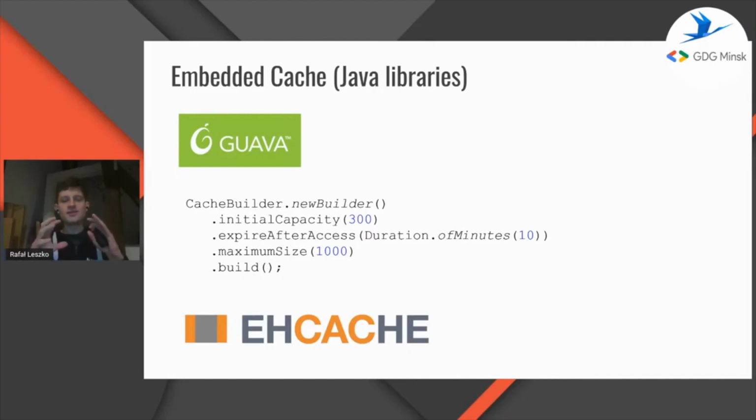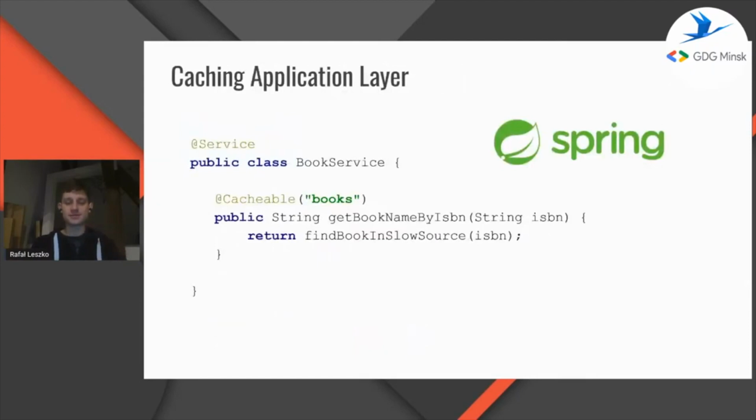Now, we can even take this idea of caching and take it one level higher and put the caching into our framework layer. Like if you use Spring in Java, then to apply caching to your application, it's enough to mark your method cacheable. And now each call to this method will first check, okay, have I already executed such ISBN? If yes, return the cached value. Only if the value is not found in the cache, then execute the method find book in slow source.